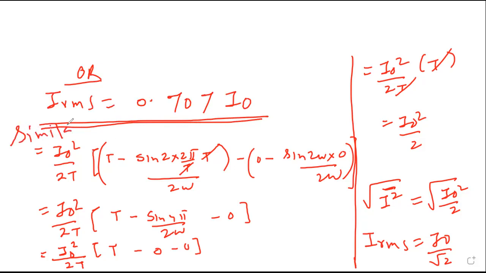Similarly, Vrms equals to V naught upon root 2 equals to 0.707 V naught.